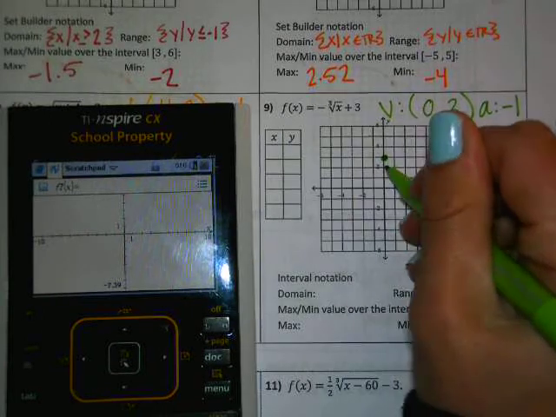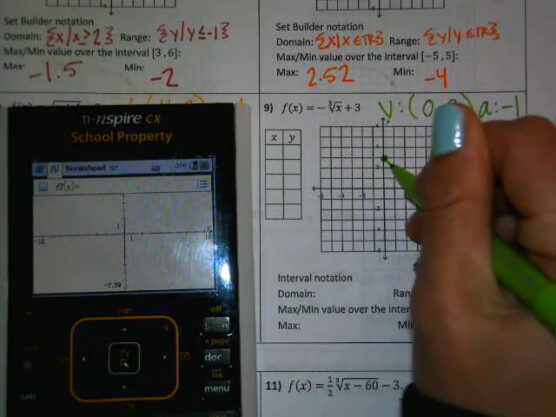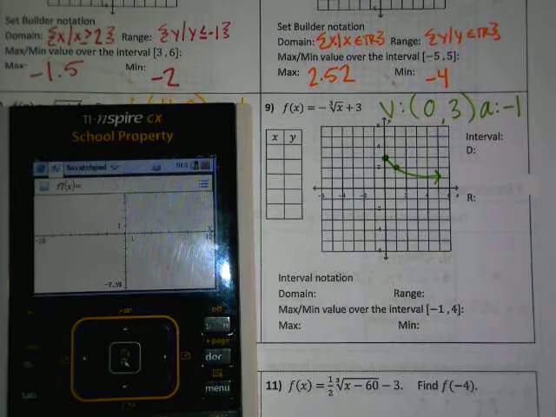So from my vertex, I'm going to go down 1, over 1, draw the arrow. Do I need to know which way to go over? Always go to the right. Always. If it's negative, go down. If it's positive, go up. But always go to the right. We're not using the graph.